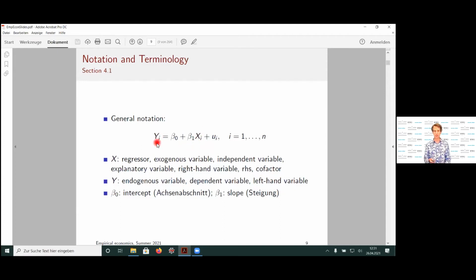On the left-hand side, we have the yi, the test score, for instance, and the terms for the left-hand side variable are endogenous variable, dependent variable, or just the left-hand variable. Okay? And in German again, it's the same. Wir sprechen von endogenen Variablen oder abhängigen Variablen auf der linken Seite. Then we have the intercept, beta naught. Sometimes it's denoted by alpha, but I think beta naught is more common. And we have the slope coefficient, which tells us how steep our curve is. So that's the slope coefficient, beta 1.